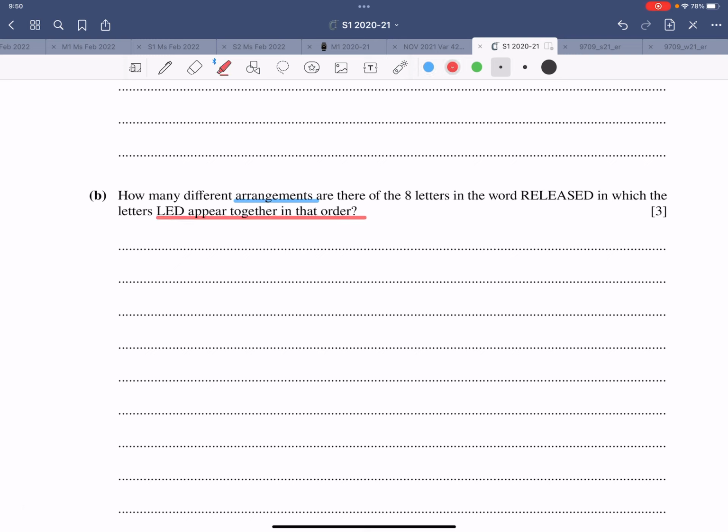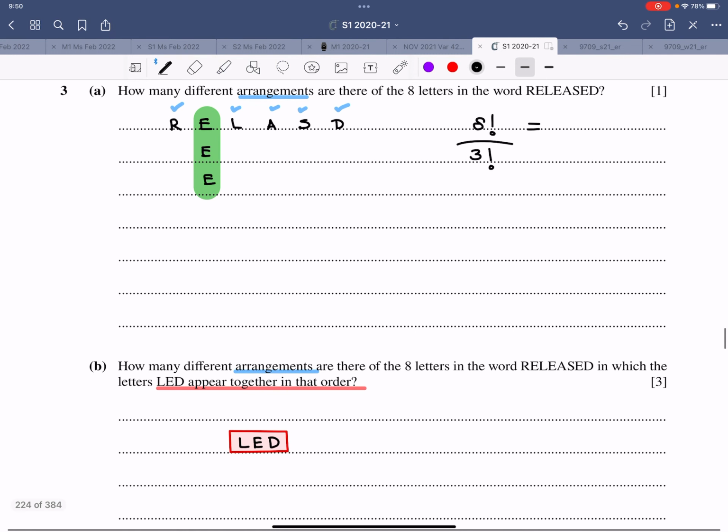That means LED should be in a box. So let's put it in a box. And this is L, E, and D. And what are you left with? You are left with R, L, A, S, that is 4. And then you have R, L, A, S and a double E. So that is 6 and the box is together.